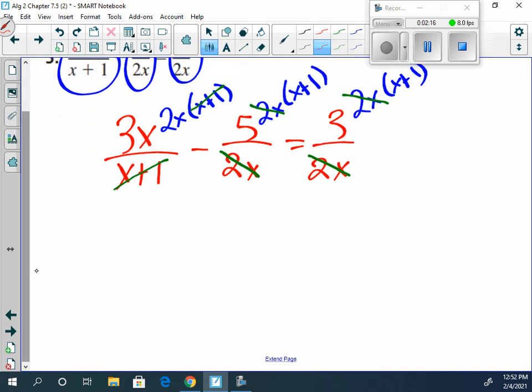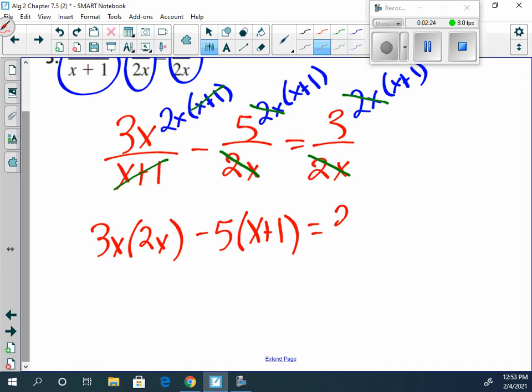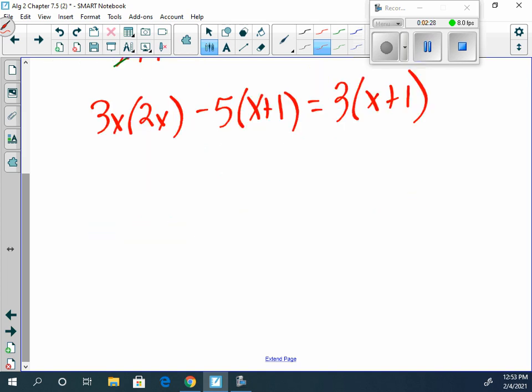Okay, now what we have left in the first spot is 3x times 2x minus 5 times x plus 1 is equal to 3 times x plus 1. So this is what we're left with after we multiply through. And we don't have any fractions anymore, which was the point.